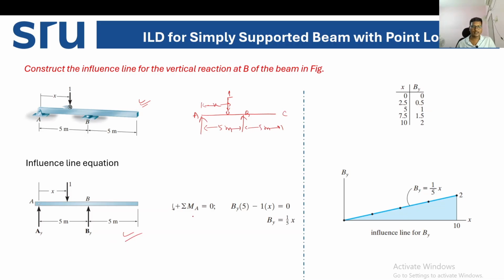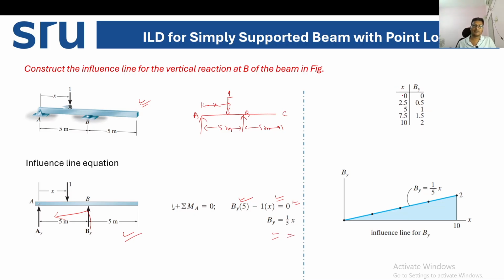So draw this diagram and let us calculate the summation of moment at A is equal to 0. Write down the equations. So what will be the equations? By, we are calculating summation of moment at A is equal to 0. So By into perpendicular distance 5 meters, minus 1 into x, so minus 1 into perpendicular distance x is equal to 0. So what is the value of By? By you got x by 5. So By is x by 5.